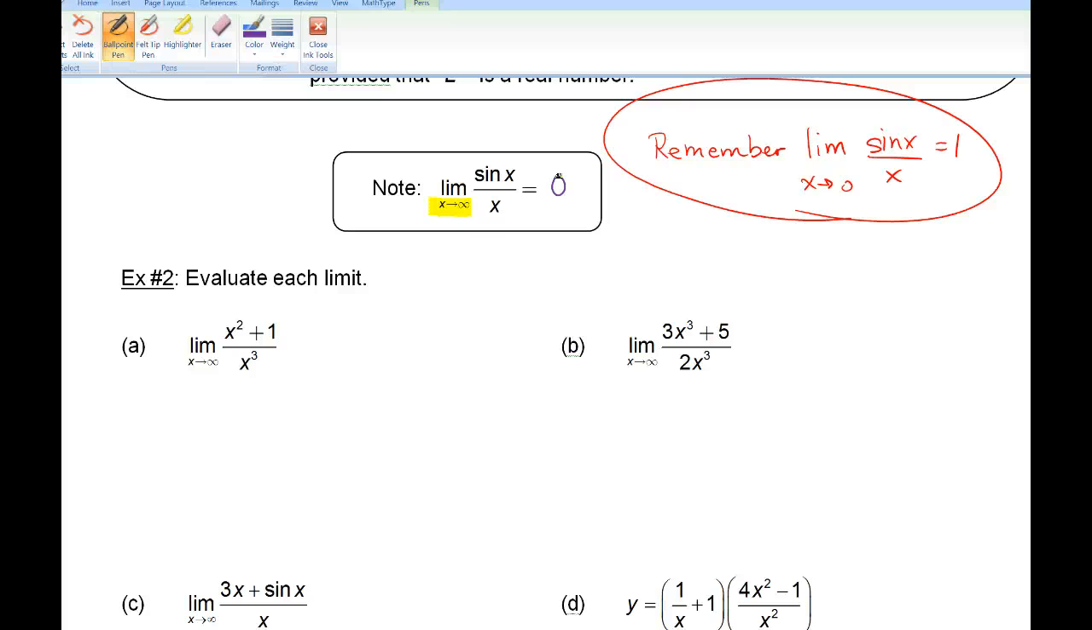And actually, just as a side note, the cosine's the same. Cosine of x over x equals 0. These two are identical because cosine also goes up and down from negative 1 to 1, but the denominator is getting increasingly large and without bound, so therefore the cosine over x is also 0.